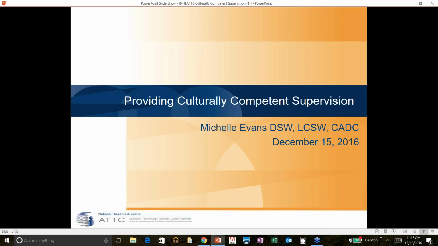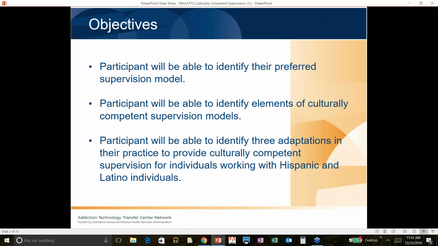So to get started, here are some of my objectives today. I'm really going to focus my presentation, in such a short presentation, on supervision, and then I'll tie it together along the way with working with Hispanic and Latino individuals in my experience. But hopefully we'll get some understanding as to supervision overall.